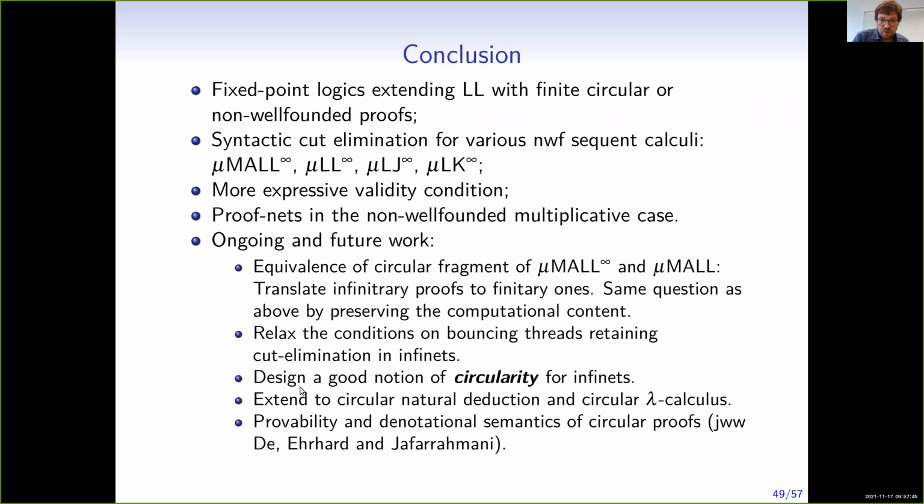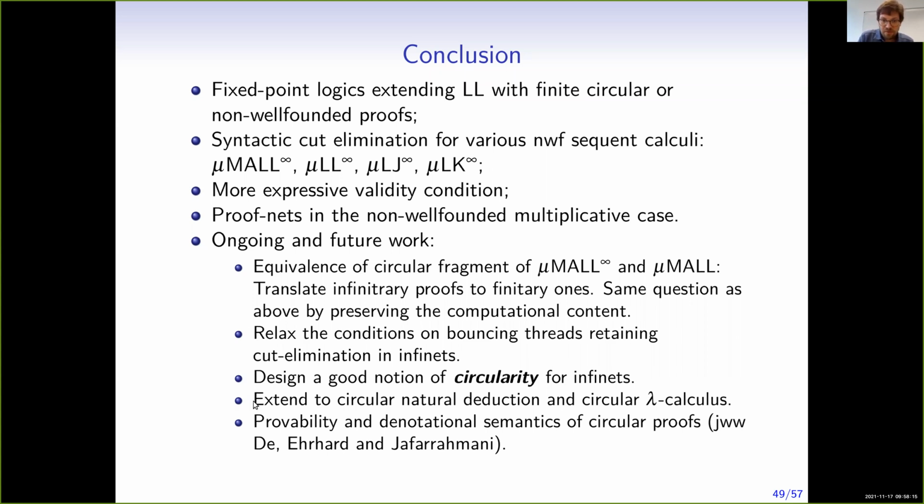So directions of future work on infinites: the equivalence between the circular fragment of mMALL and mMALL, and also the same question for mULL, translating infinite proofs to finite ones, but also trying to do this while preserving the computational content. So if we can finitize, is it possible also to find a notion of preservation of the denotation of the proof, let's say?